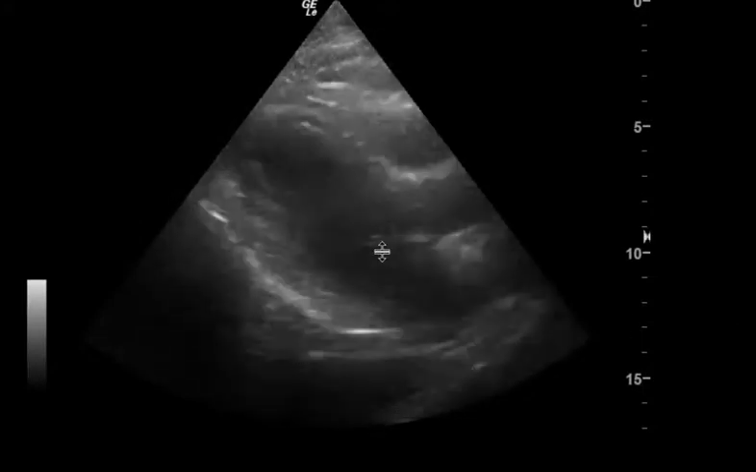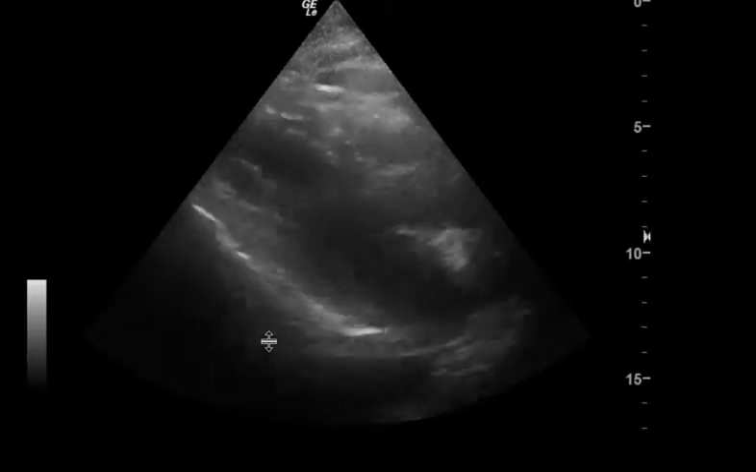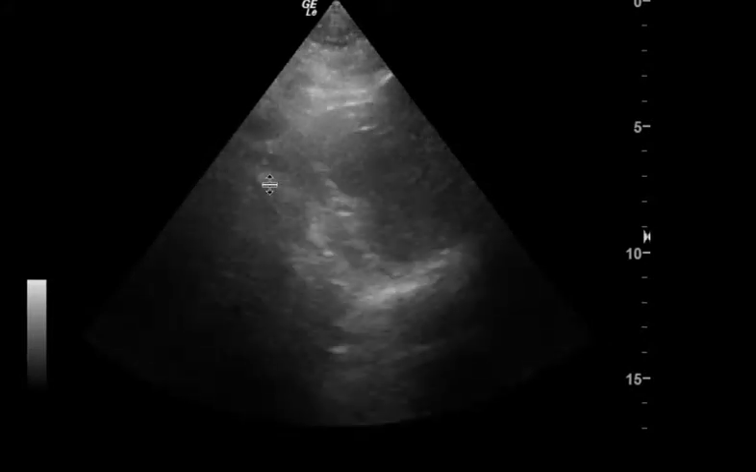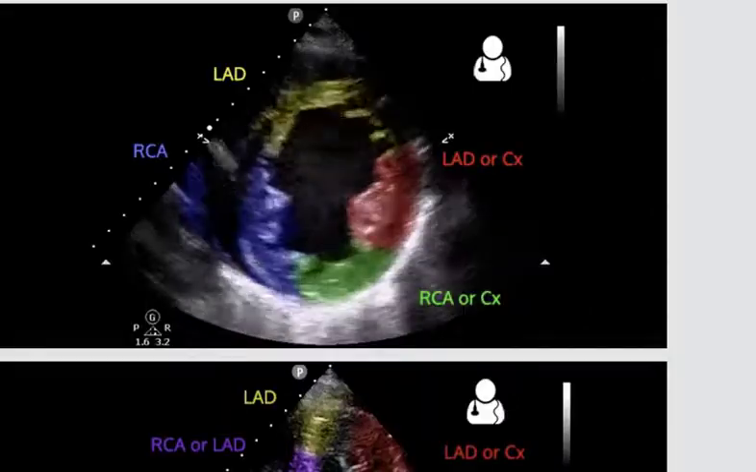One more clip was saved of the parasternal long, and if you are worried about an LAD infarct, that also does involve the apex, which you can see doesn't seem to be moving as well.